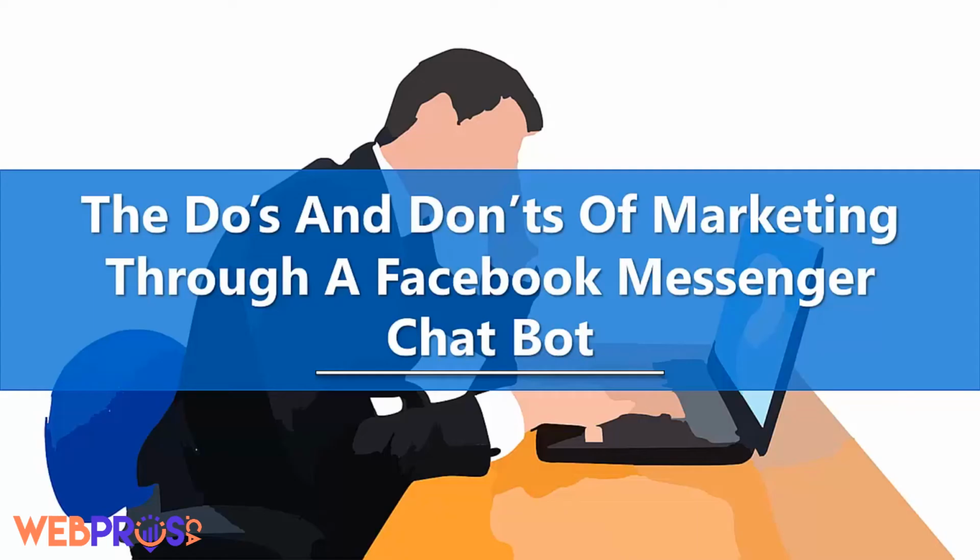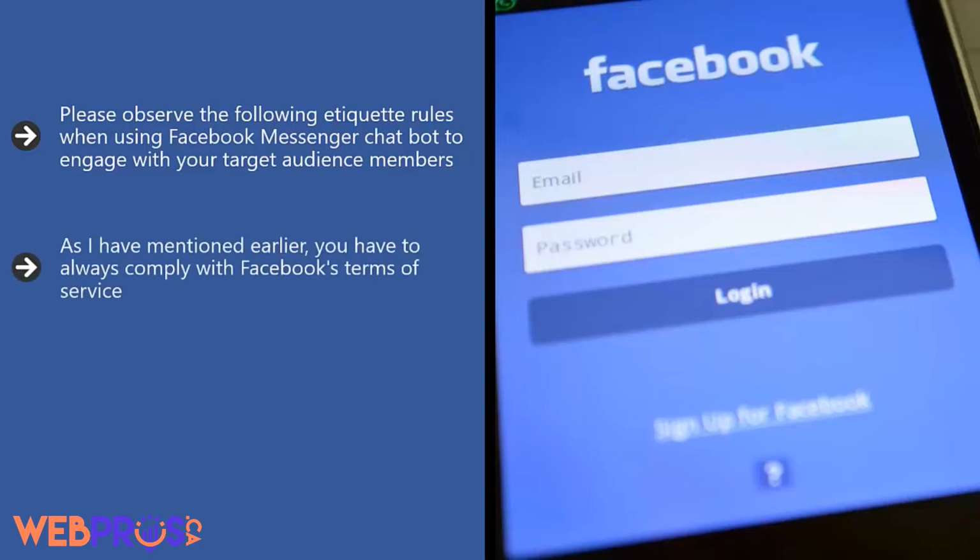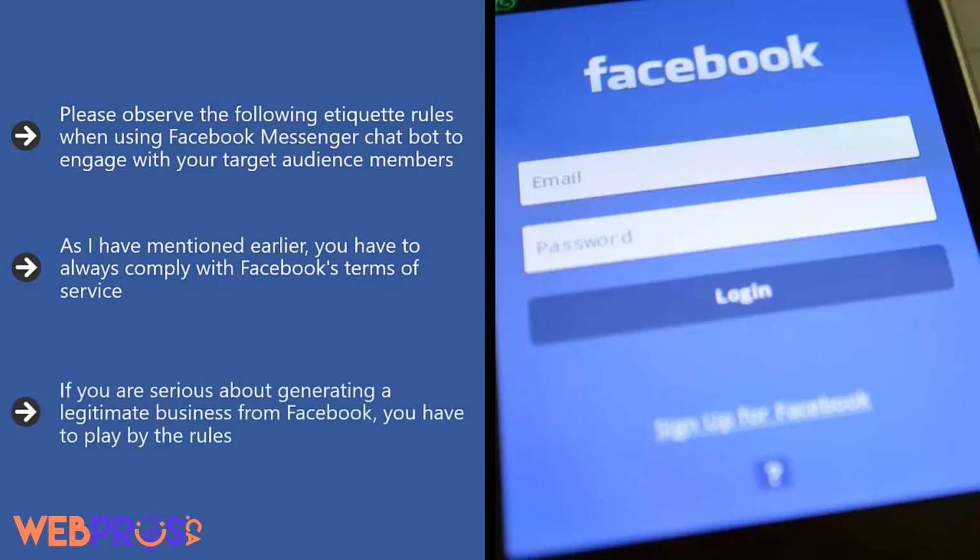The do's and don'ts of marketing through a Facebook Messenger chatbot. Please observe the following etiquette rules when using a Facebook Messenger chatbot to engage with your target audience members. As I have mentioned earlier, you have to always comply with Facebook's terms of service. If you play the game fast and loose, don't be surprised when Facebook blocks you or flat out bans you. That's bad news, and sadly, it happens all the time. If you are serious about generating a legitimate business from Facebook, you have to play by the rules. All these etiquette rules flow from Facebook's terms of service.